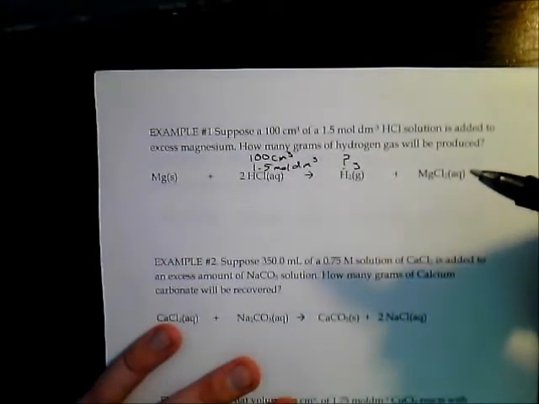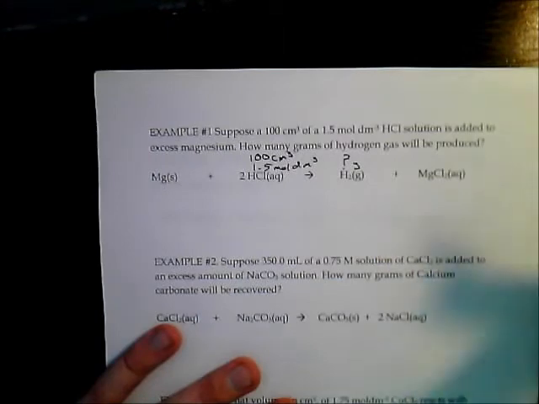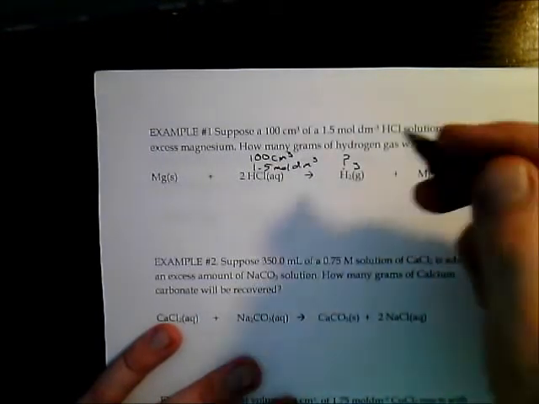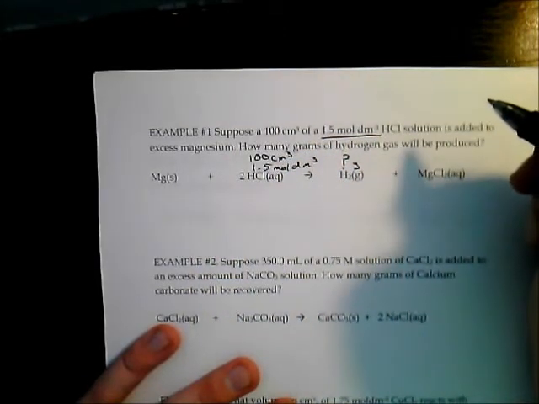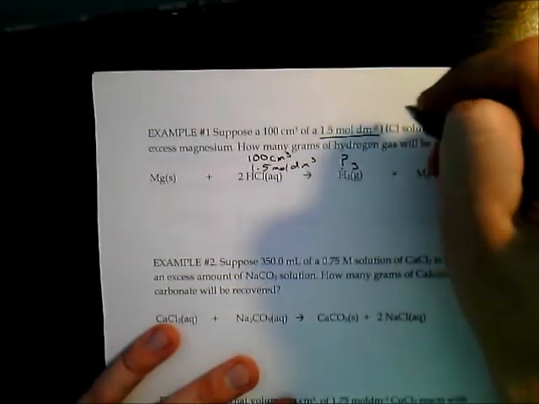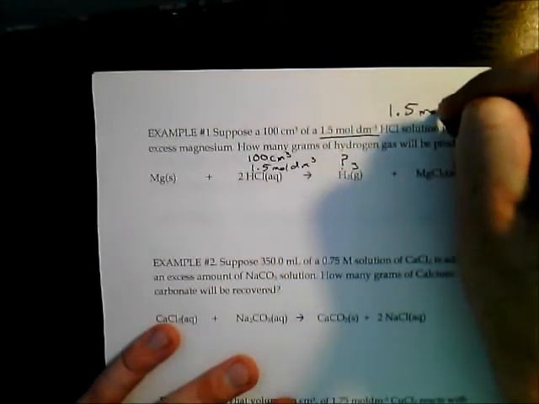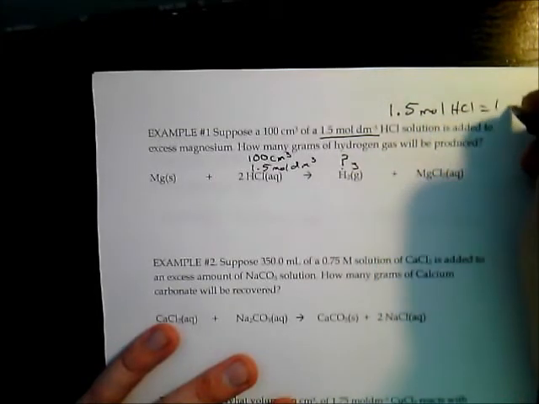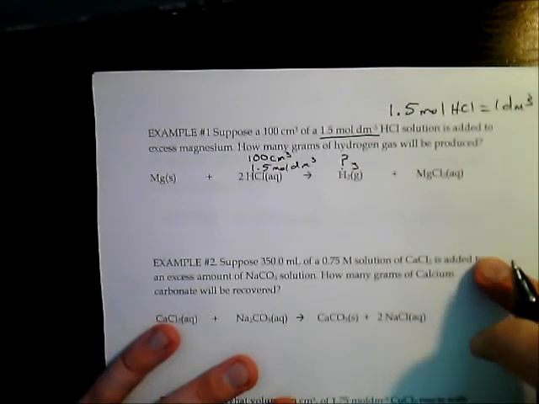And we're going to do it from the solution and the concentration. But once we change this to moles, then it's a stoichiometry problem just like any other ones that we've ever done. So first thing I'm going to do is change this concentration into a conversion factor. I know there is 1.5 moles of HCl in 1 cubic decimeter of this solution. So that's the conversion factor that I'm going to use.